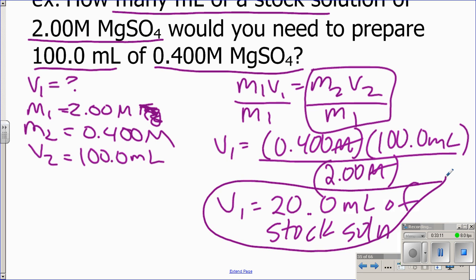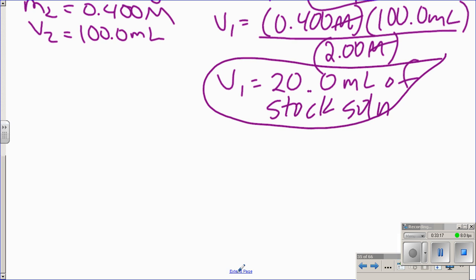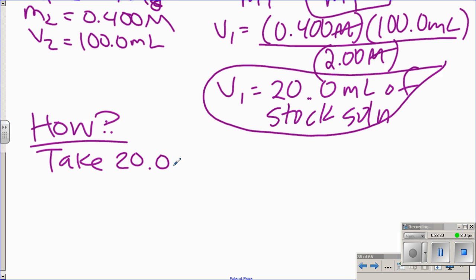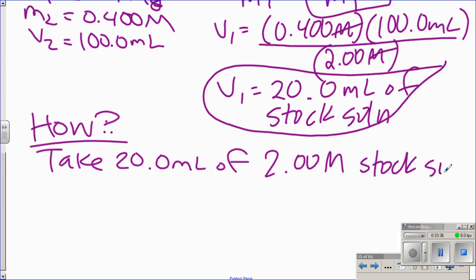Here's what I want you to say. So the question was, I know how many milliliters. We've actually answered the question, but I want you to tell me how you would prepare it. And this is what it will ask on your test. You say your answer, and then tell it what you would do with it. Take 20 milliliters of 2.00 molar stock solution.